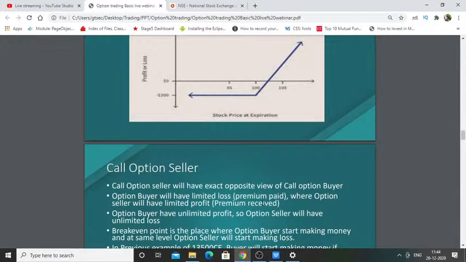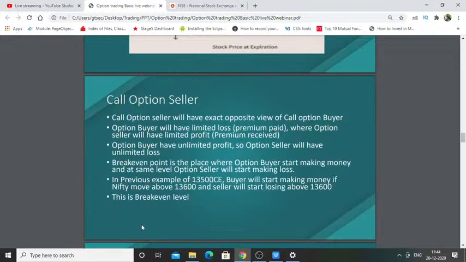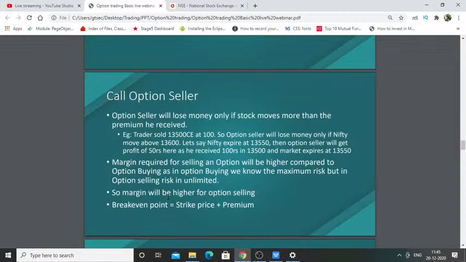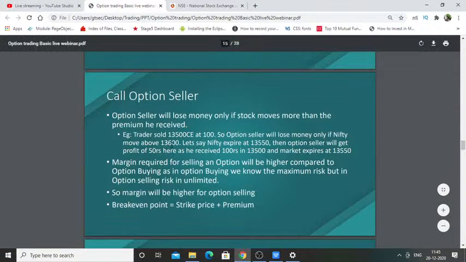Above that break-even level of 13,600, the option buyer will start making money, and after 13,600, the option seller will start losing money. So that is about the break-even level. Option sellers will lose money only if the stock moves more than the premium he received. For example, the 13,500 call option seller collected the option premium of 100 rupees, so he will lose money only if Nifty moves above 13,600.